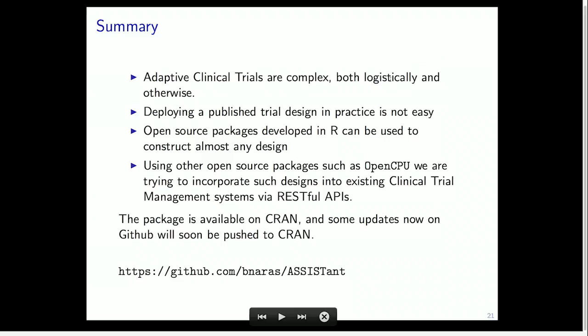And so more is forthcoming, but if you want to look at the latest and greatest version, you can look at the GitHub site. Thank you.